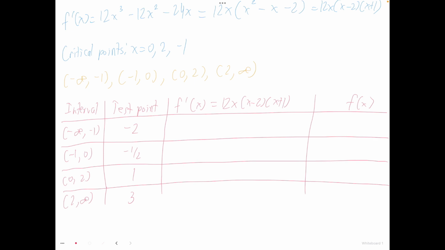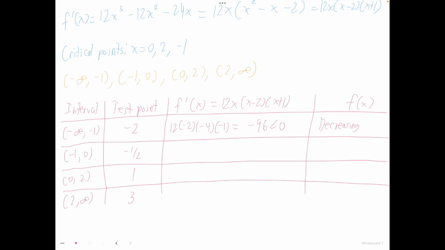And now I'm going to plug each of these test points into the derivative. So plugging in negative 2, I get 12 times negative 2 times negative 4 times negative 2 plus 1, which is negative 1. Taking this product, we get negative 96, and that's less than 0. Since we're less than 0, f is decreasing on that interval. So on the entire interval, negative infinity to negative 1, we must be decreasing because the derivative has to be negative on that whole interval.